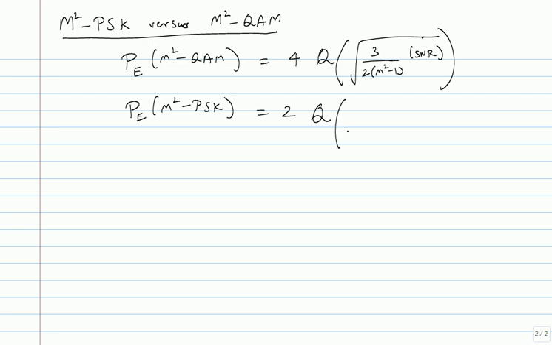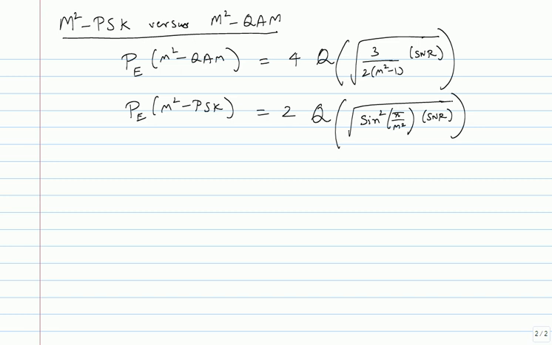2 times Q square root sine squared pi by M squared SNR. The first thing I'll say is this 2 and 4 multiplying the Q outside will not even show up on my plot. If I plot log of PE versus SNR in dB, you can't even see this 4 and 2 outside on the plot. Maybe in the log scale 1 to 2 is a reasonable jump, but from 2 to 3 and 4 there's no significant difference. So it's not a big deal, and we'll pretty much ignore that part.